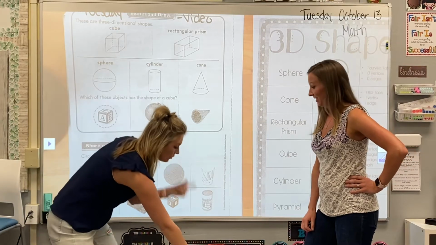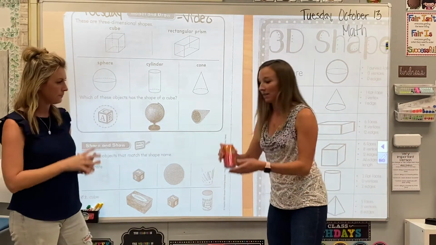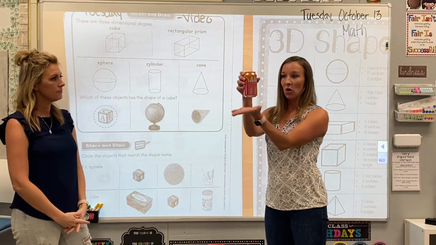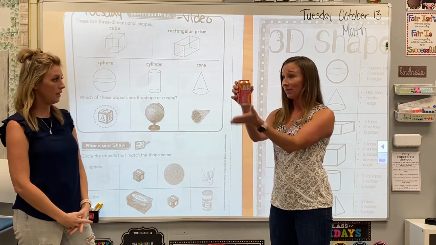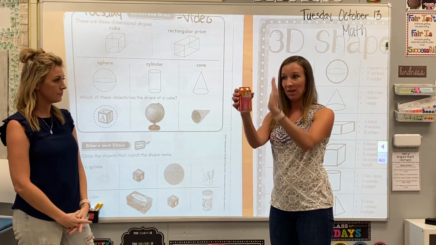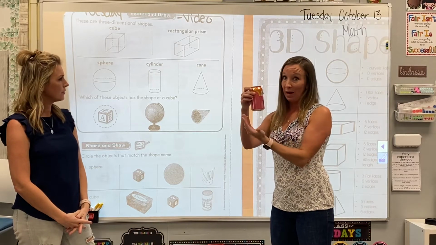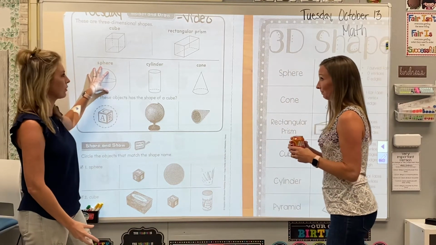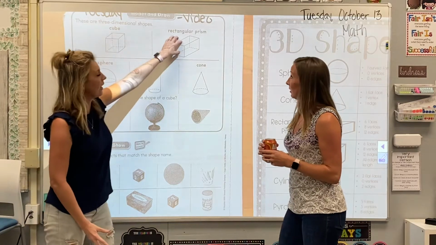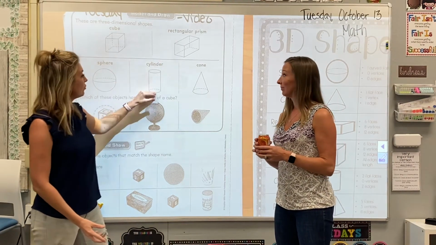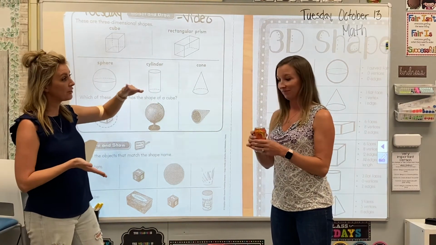Can you show us an example? Yeah, here's my example of a cylinder. A flat circle for the bottom, a flat circle for the top, and then one curved surface around. So this one has only curved surfaces? Correct. These two had only flat surfaces. And the cylinder has a mixture of flat and curved surfaces.